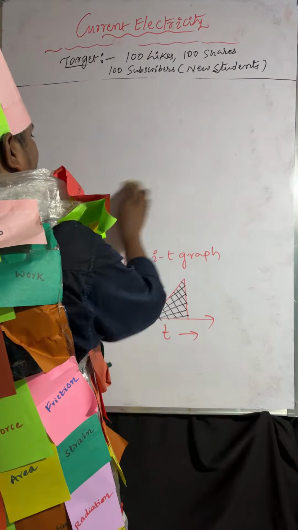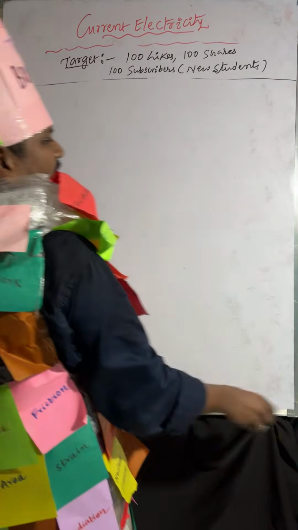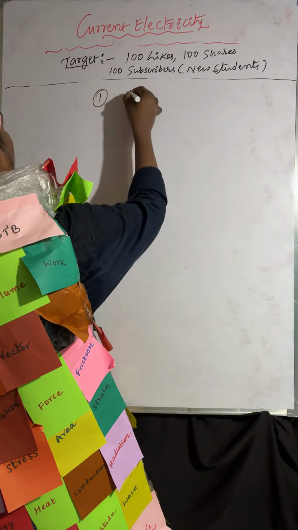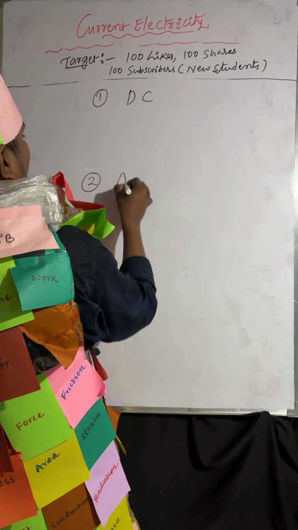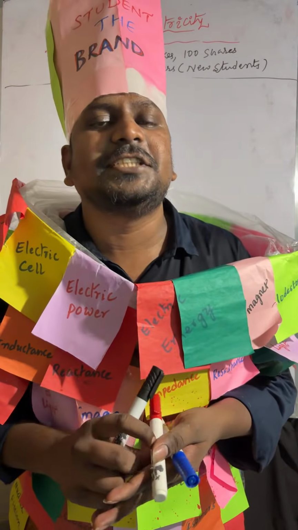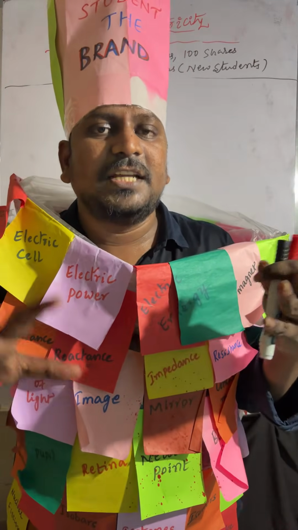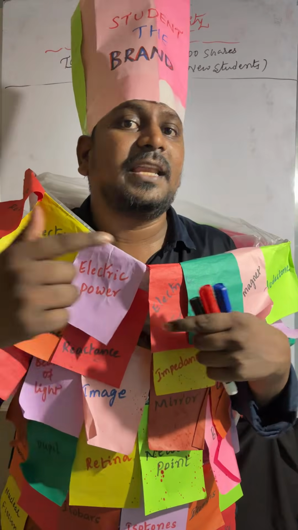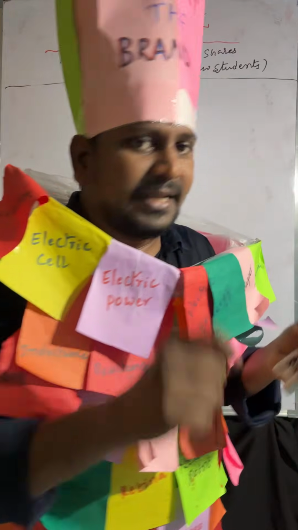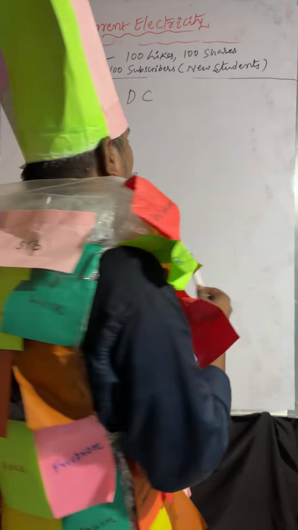Here you can see, based on magnitude and direction, one is DC, second one is AC. If both magnitude and direction of current do not change with respect to time, that is called DC. If both magnitude and direction change with respect to time, that is called AC.